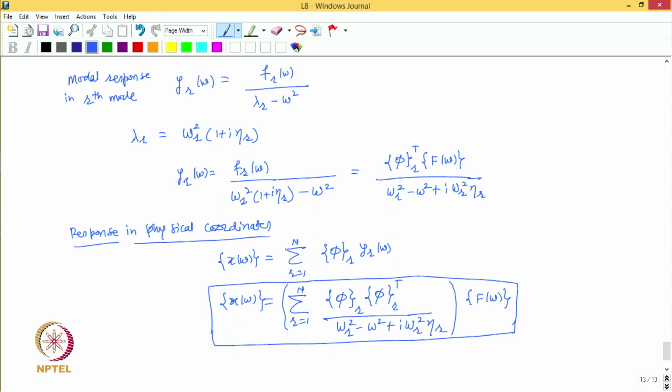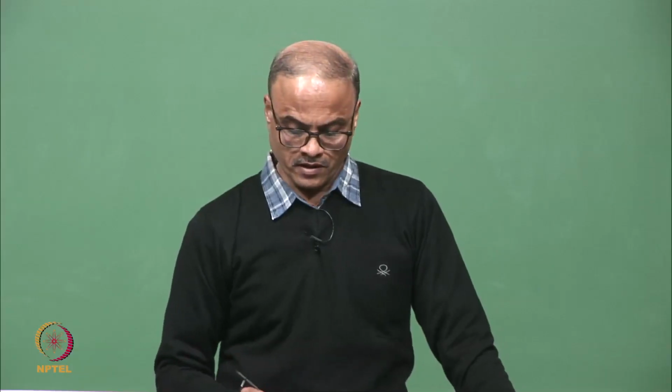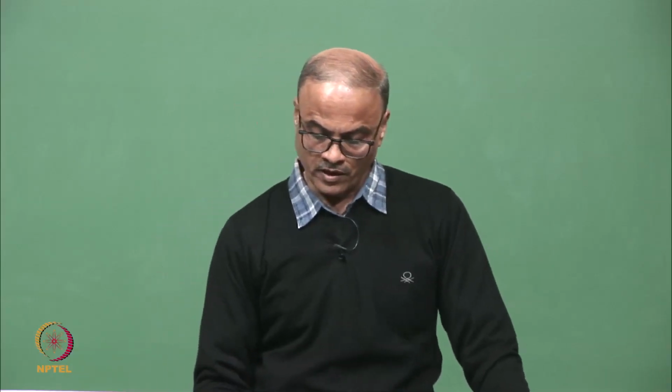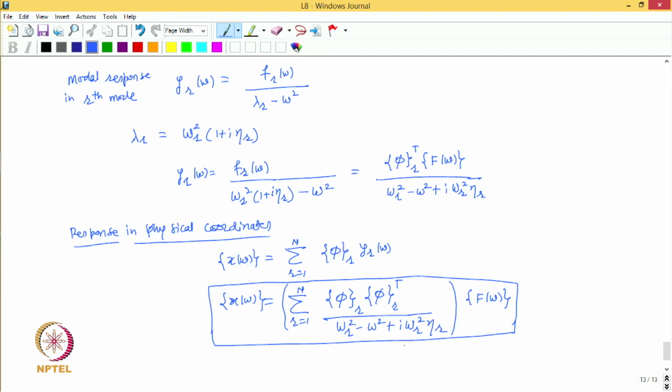And this depends on the eigenvalues and eigenvectors of the system. You can see this looks pretty much similar to what we got for the undamped case, with some difference, that now we have an additional term in the denominator represented by I omega r square eta r. So, that is the additional term that we have got.